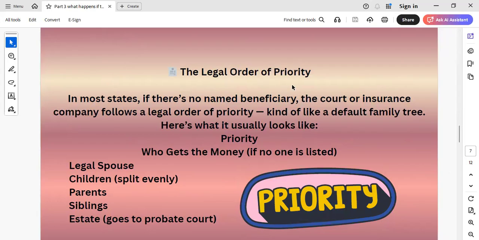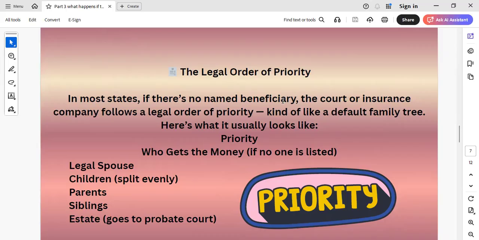Now, the legal order of priority, which is what most insurers use in this situation when there is no beneficiary listed. In most states, if there's no named beneficiary, the court or insurance company follows the legal order of priority, kind of like a default family tree. This is how it usually looks. Priority, who gets the money if no one is listed? Legal spouse, children split evenly, parents, siblings, and then the state. So it does go in order.